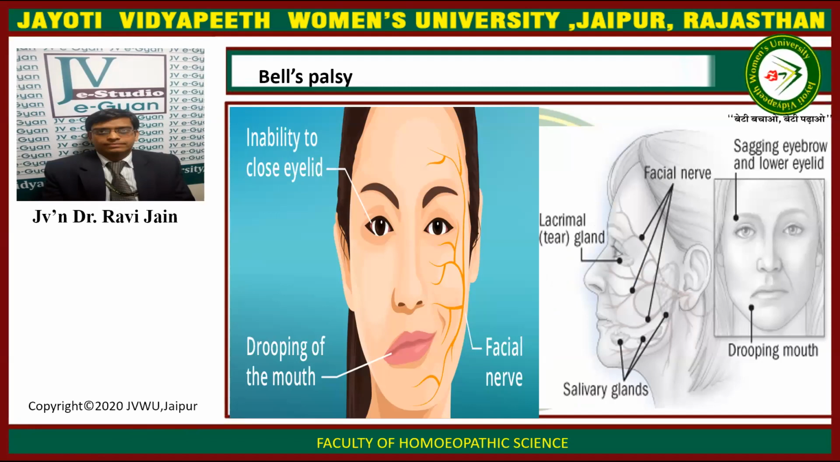There is inability to close the eyes. There can be drooping of the mouth. This is the picture of the facial nerve and its branches, and how the facial nerve supplies parts of the face, the lacrimal gland and the salivary glands. When the facial nerve loses its function, there is sagging of the lower eyelid, the eyelid goes down, and there is drooping of the mouth, with this side sagging and going downwards.